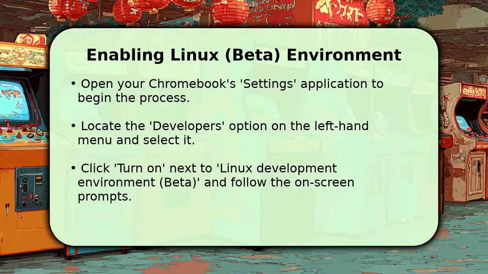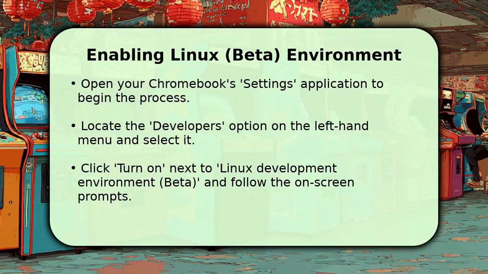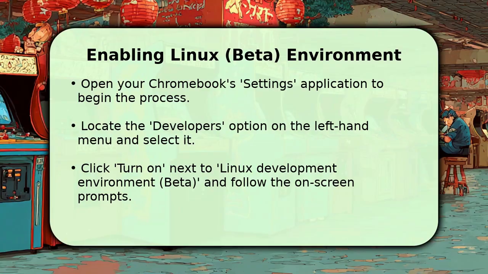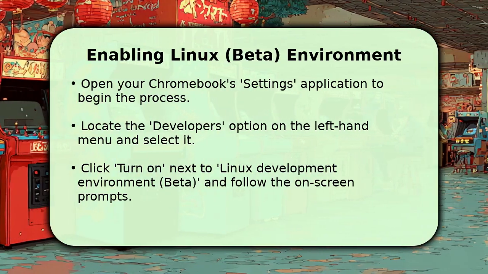To enable Linux Beta, open your Chromebook settings. In the left-hand menu, find the Developers section and click on it. Locate the Linux Development Environment Beta option and select Turn On.